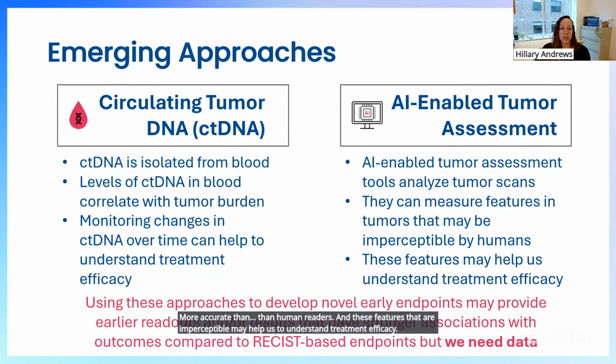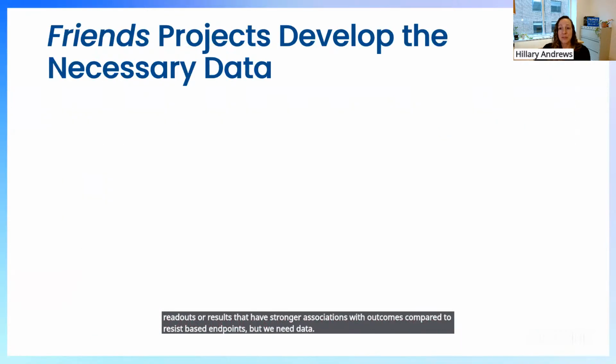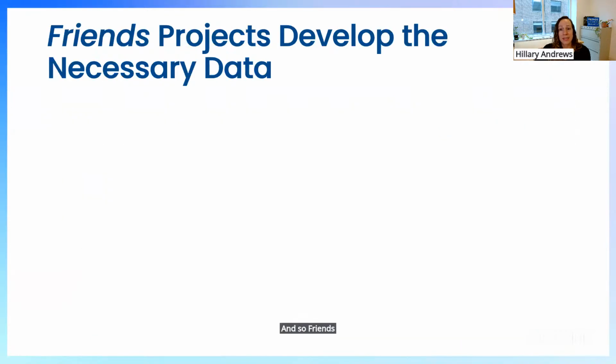Using these approaches to develop novel early endpoints may provide earlier readouts or results that have stronger associations with outcomes compared to RECIST-based endpoints, but we need data. And so Friends projects help to develop that necessary data.